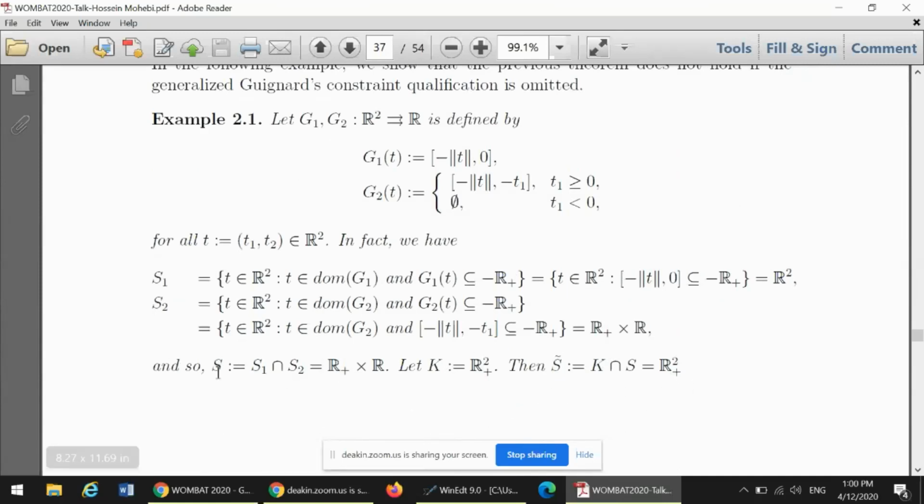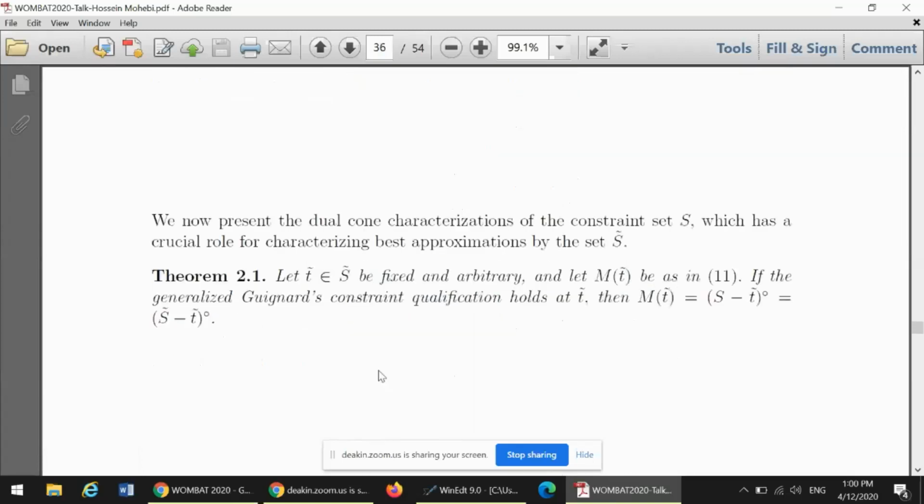For this set S, the set of constraints, in fact, the generalized Slater constraint qualification does not hold. And so theorem 2.1 is not true. So we cannot omit the generalized Slater constraint qualification.